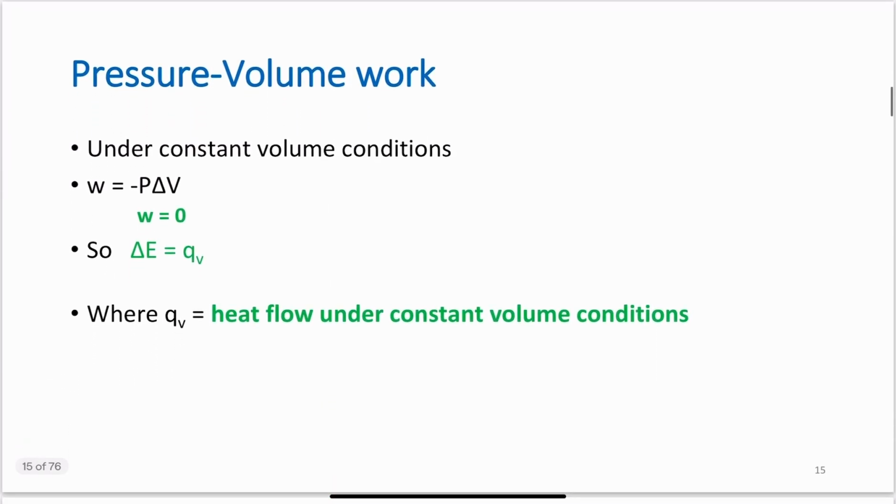We can also have reactions under constant pressure conditions or constant volume conditions. I want to clarify, if we are under constant volume conditions, W is still equal to negative P delta V, but at that point, W will be equal to 0. Why? Because in constant volume conditions, the change in volume is equal to 0, therefore W has to be equal to 0 as well. In this case, delta E is equal to Q sub V. Sub V means constant volume.